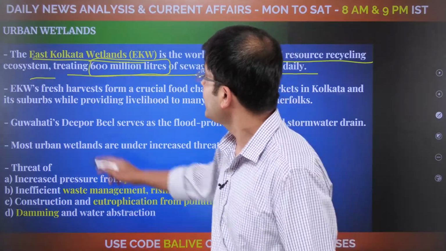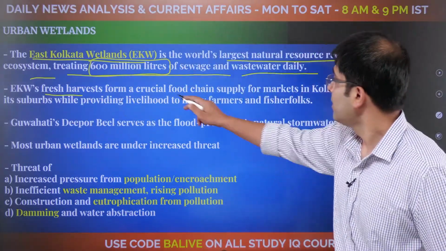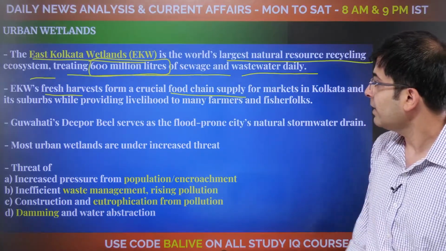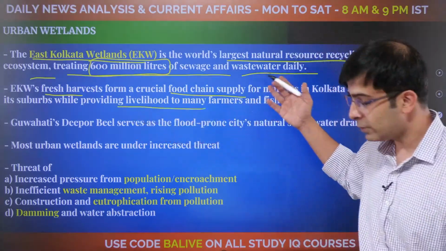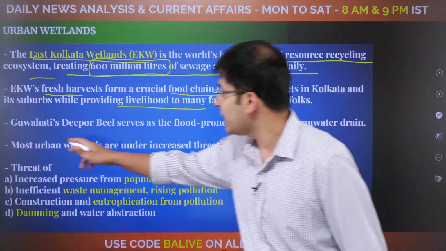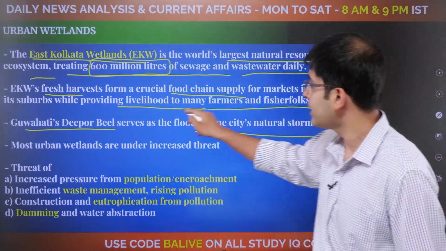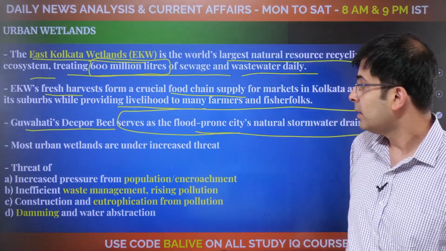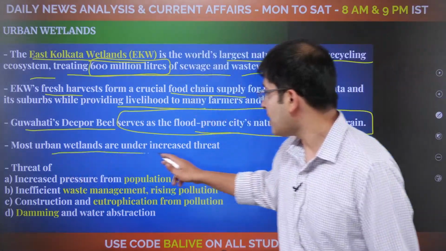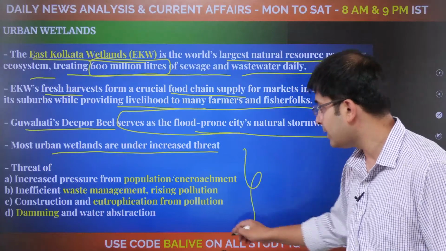Okay. So EKW's fresh harvest, crucial for Calcutta. Again, providing livelihood, someone is doing all of that. Similarly, Guwahati's Deeporbil serves as the flood-prone city's natural stormwater drain. Okay. Now, most urban wetlands are under increased threat from these particular reasons.